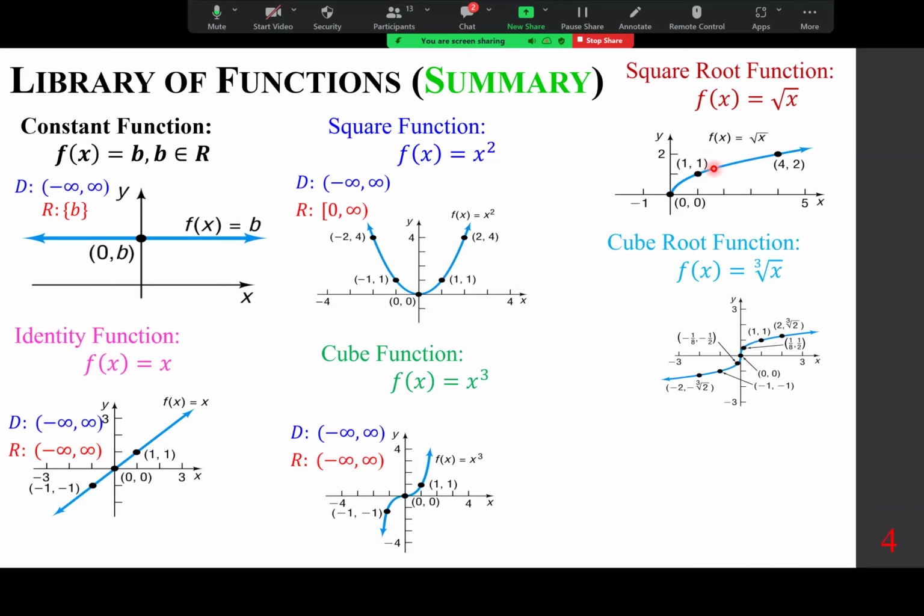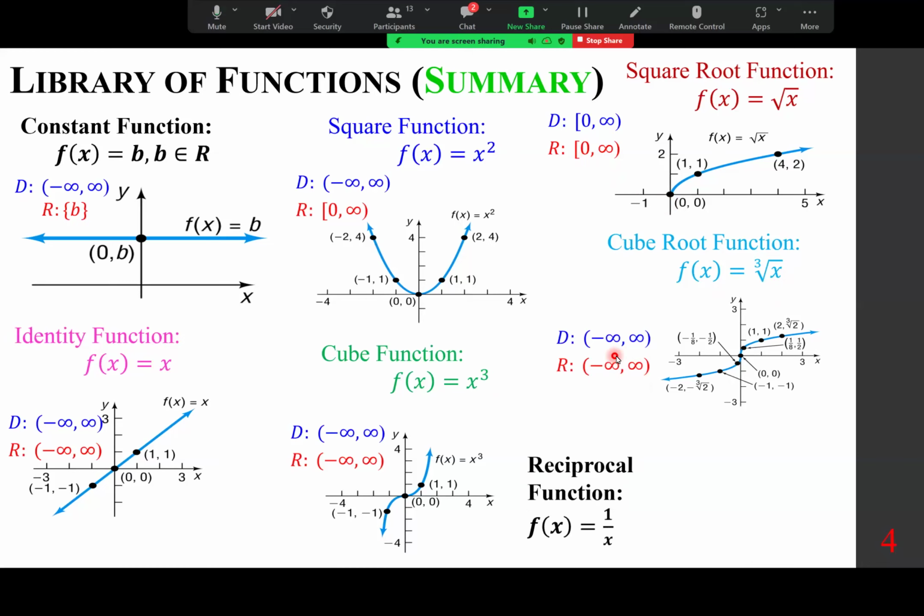So as you can see here, for the square root of x, the domain goes from 0 to infinity, so does the range. The domain is 0 to infinity, the range is 0 to infinity, and 0 is included. Cube root of x, just like y equals x cubed, the domain and range are all real numbers.